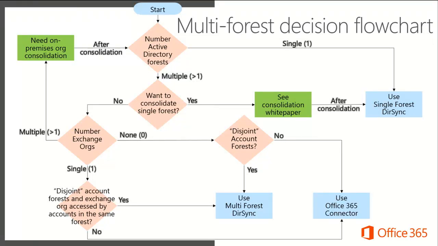If you just have one, then you're going to use the standard DirSync tool, and you have no problem. You go out to that single line, and you're using the standard DirSync tool. If you have multiple, so greater than one, then do you want to consolidate your forests? Well, we have a white paper on TechNet that can help you to consolidate forests in Active Directory. You should check that out. After you're done with that, you can use the standard single forest DirSync tool.